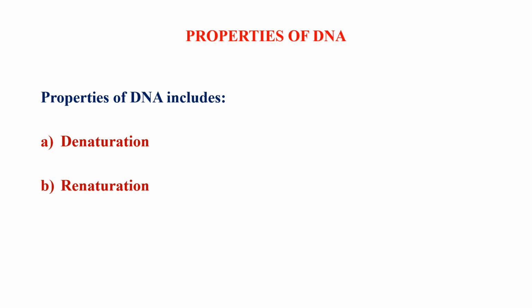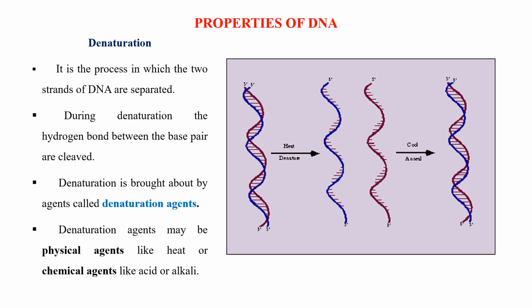Let's see the properties of DNA. The properties of DNA include denaturation and renaturation. Denaturation is a process in which two strands of DNA are separated. During denaturation, the hydrogen bonds formed between the base pairs are cleaved. Denaturation is brought about by an agent called a denaturation agent. Denaturation agents may be physical agents like heat and chemical agents like acid or alkali.